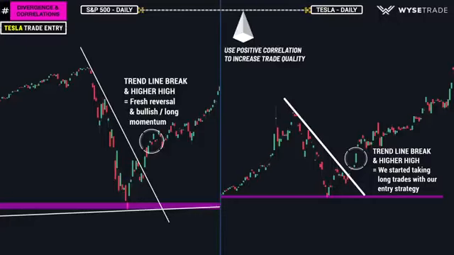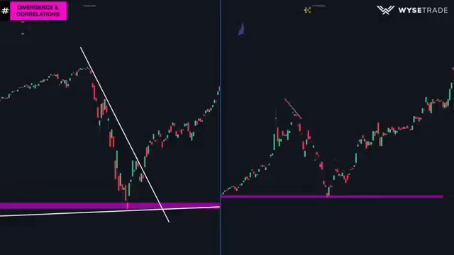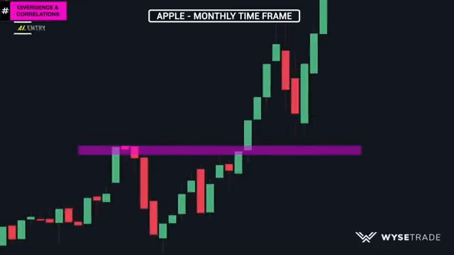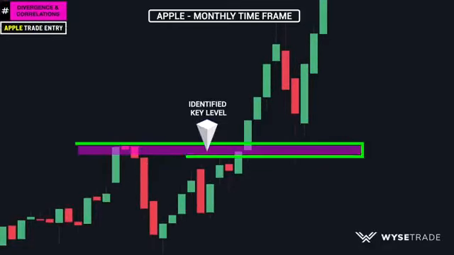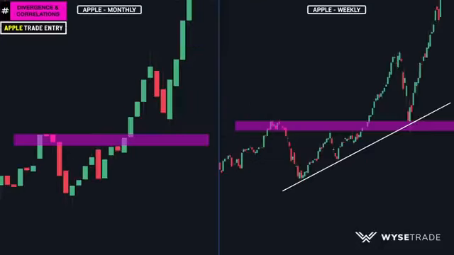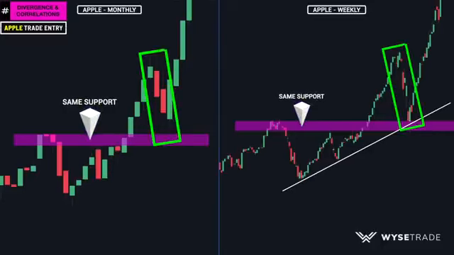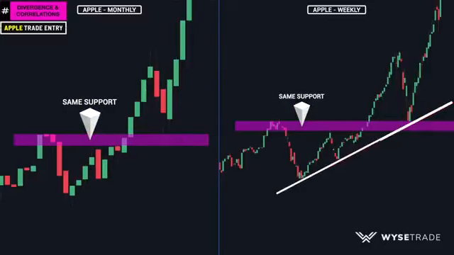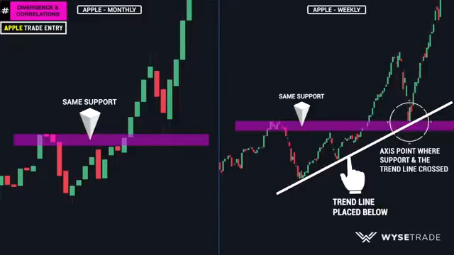So let's go through the same concept, but through the Apple trade we took. So again, here on the Apple stock, on the monthly time frame, we had our key level here because of this reversal, and we had it drawn in. So let's confirm this on the weekly time frame. Again, same support level, same pullback. But here on the weekly, you also had a perfect trend line placed below. This then gave you your access point here, where the trend line and key support level crossed. You then had a great long wick candle react to the access point and area of confluence.